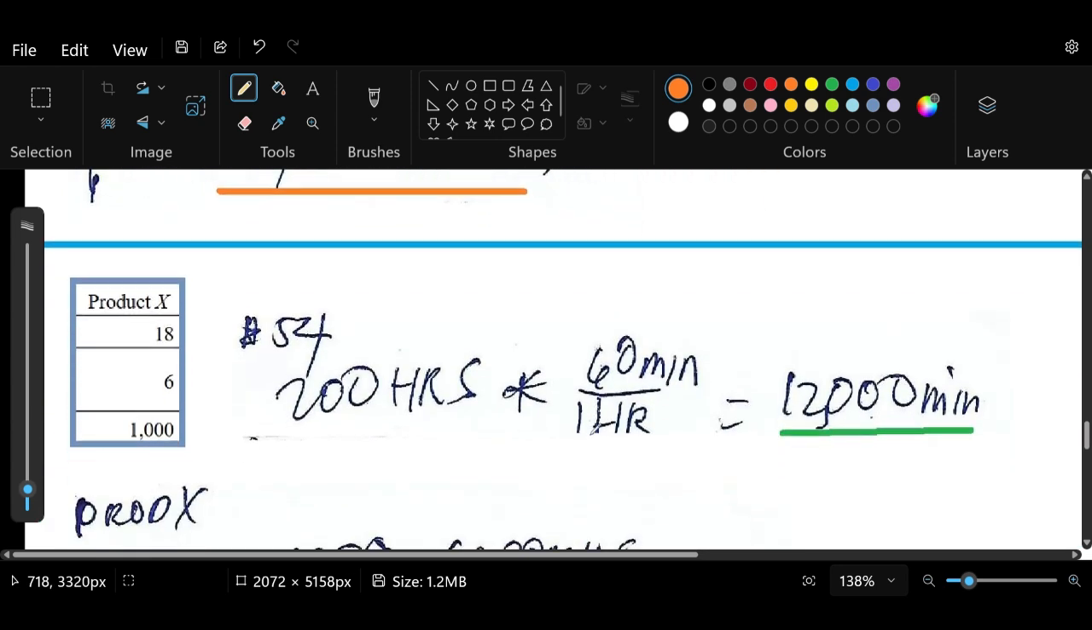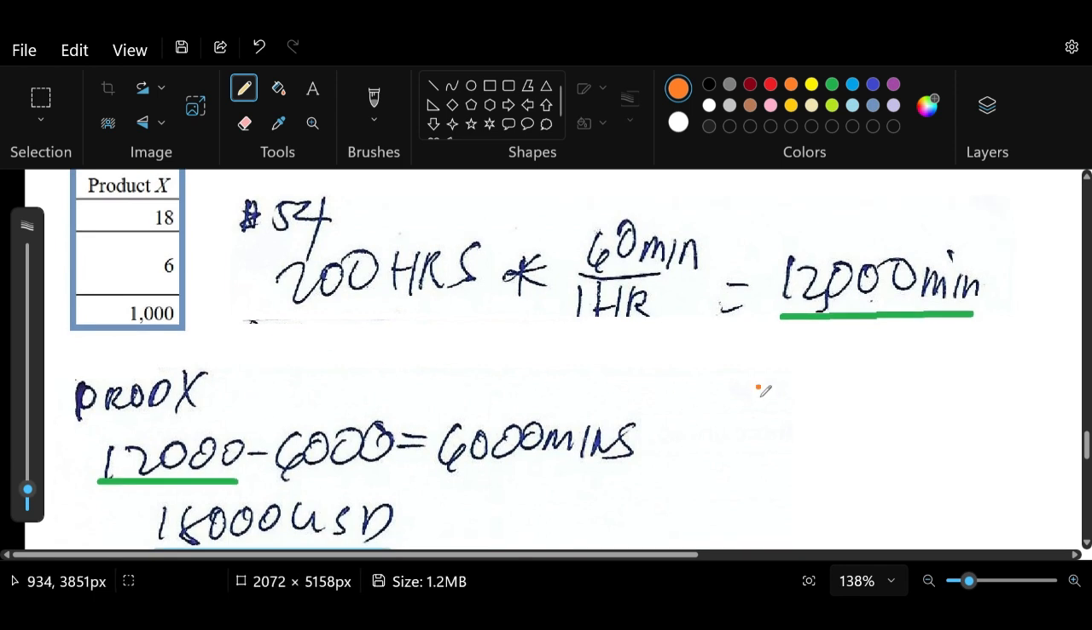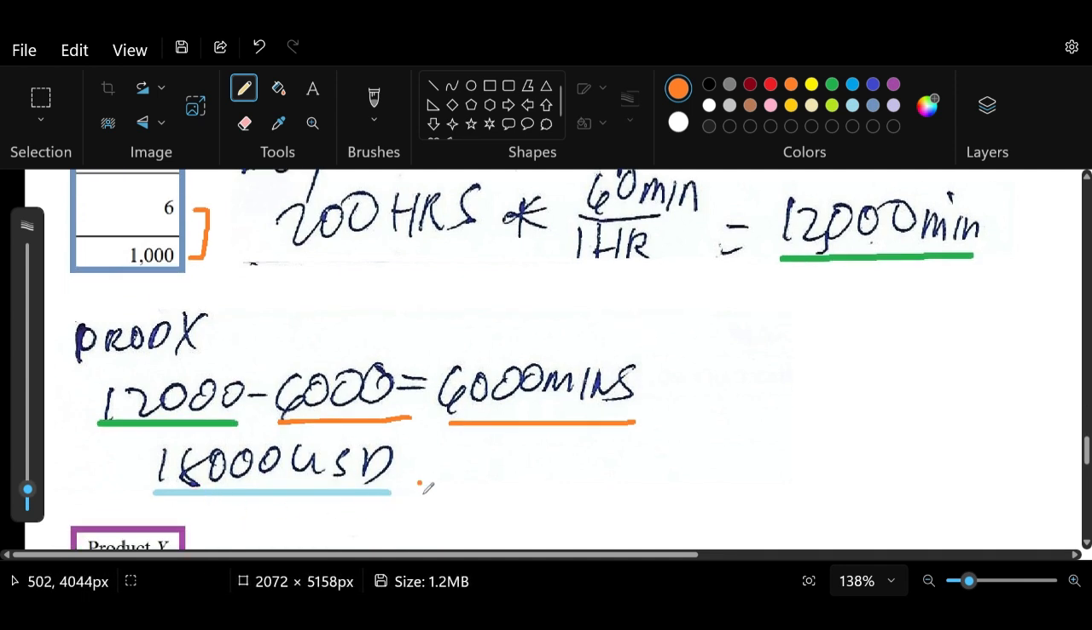Now, is there another possible answer aside from C? And what we find is that if we go with product X, again, the 12,000 minutes is the amount of time that we have. If we go with product X, that would be 6 times 1,000, because the maximum amount of products that we can create for product X is 1,000. And per unit, we need to consume 6 minutes, right? So that's why we have 6,000 here. And therefore, if our current time is 12,000 minutes, 12,000 minus 6,000 gives us 6,000 remaining minutes. And for the amount of money that we can make, that would be 18 times 1,000, which is why we have 18,000 US dollars for product X.